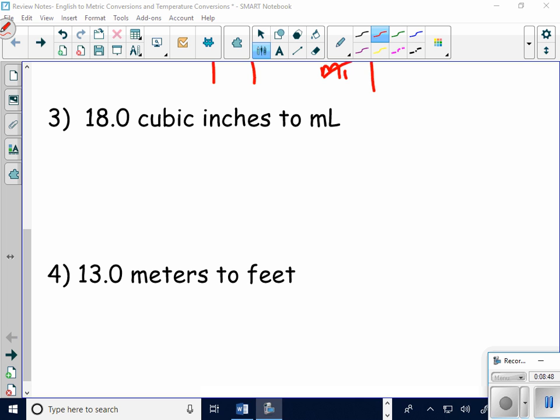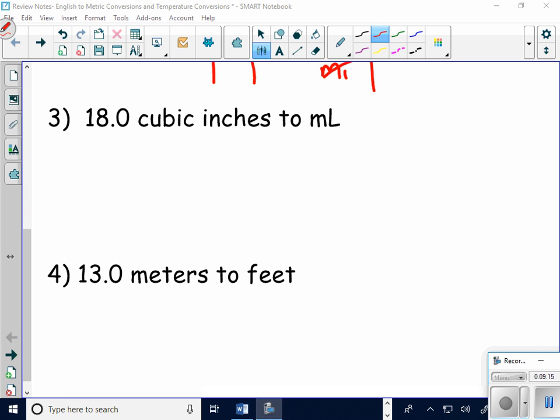Now, if you are looking in your agenda trying to figure this one out, you're not going to find cubic inches to milliliters, are you? Okay? What did you find if you look in your agenda? Yeah, Taylor? Cubic inches to cubic centimeters.